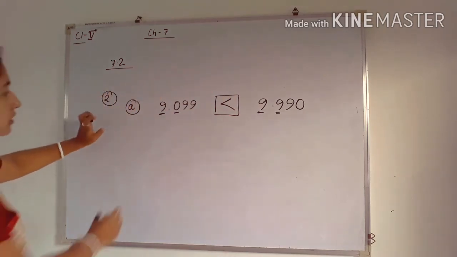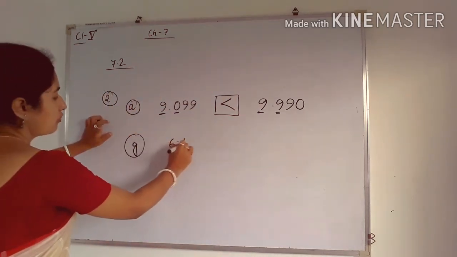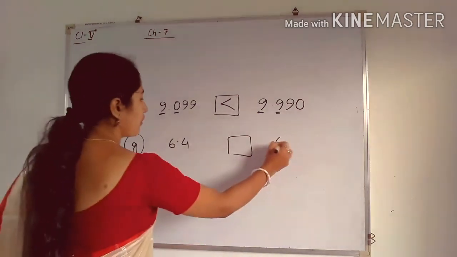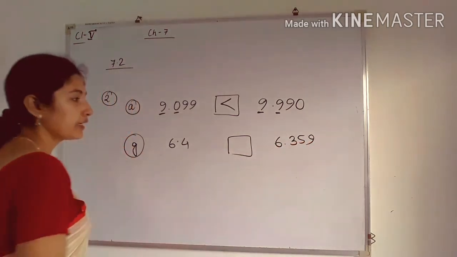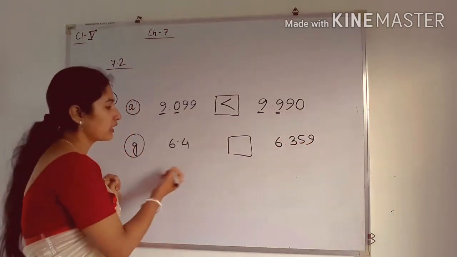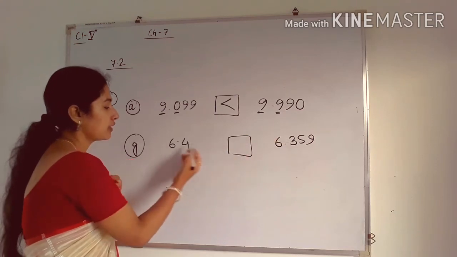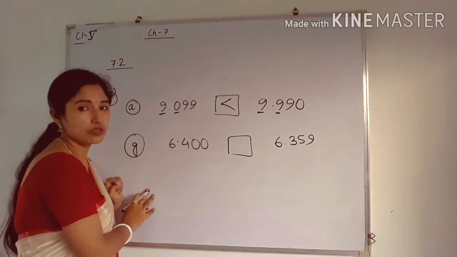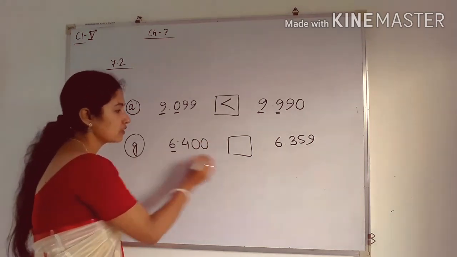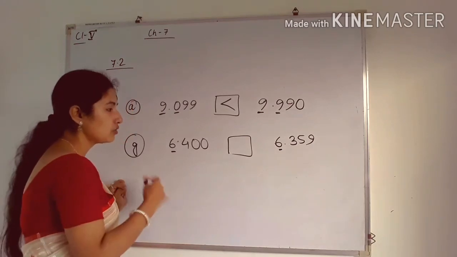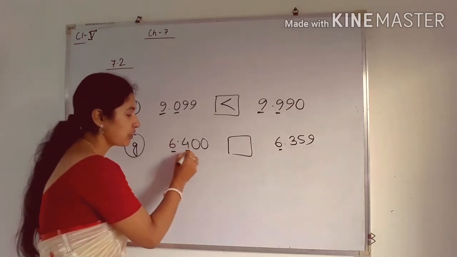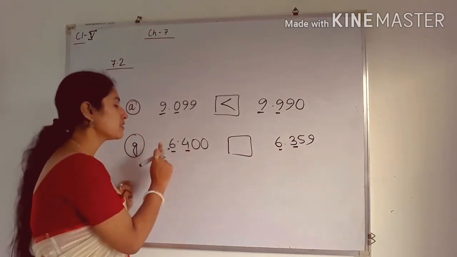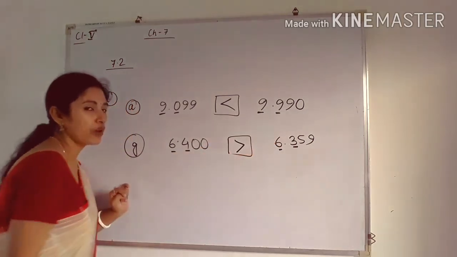Similarly, see another one, number G, 6.4 and here it is 6.359. So this is also unlike decimal, so just make it like. How to make it like? After the decimal 3 digits are there, so you have to make 3 digits here now. Only 1 digit is there, so just put 2 more zeros. Now see, 6, 6, whole part is same. Now check the tenths place. Tenths place is 4, here it is 3. So which one is greater? Yes, 4 is greater, that means this decimal number is greater than 6.359.